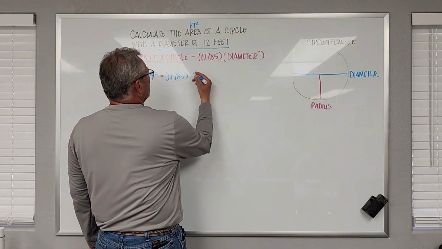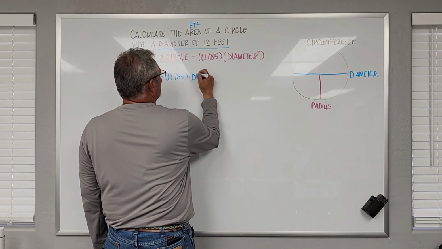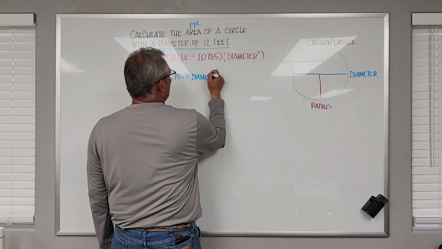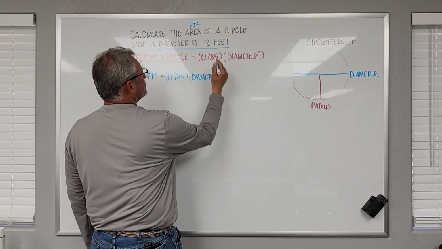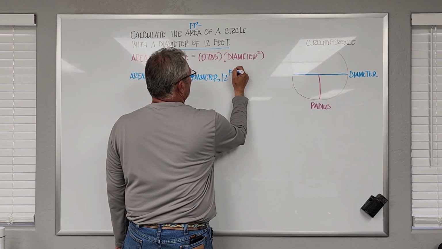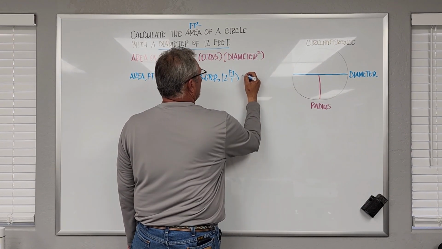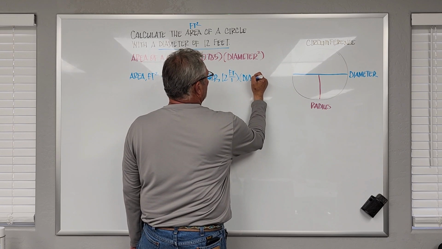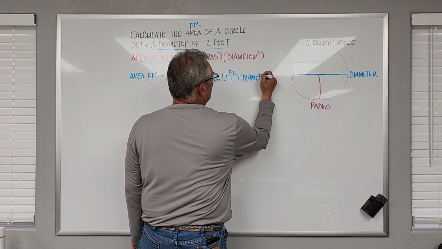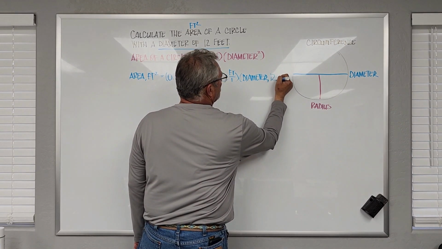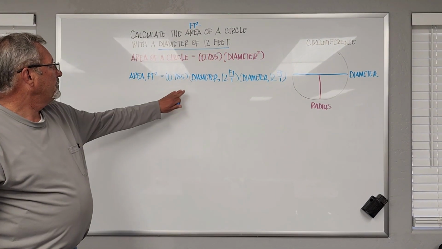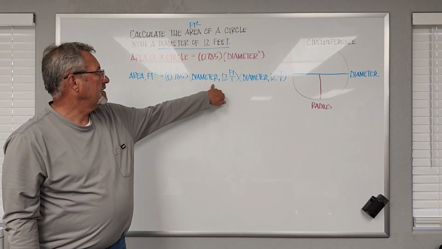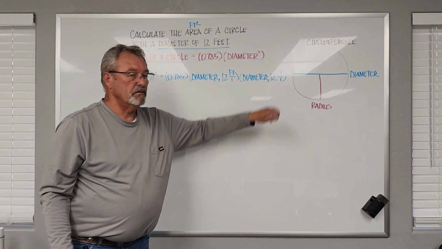So 0.785, I'm going to multiply that by the diameter, which is 12 feet. And again, I write it 12 feet over 1. And then I'm going to write the diameter again, 12 feet over 1. So I'm multiplying 0.785 times the diameter of 12 feet times the diameter of 12 feet again.